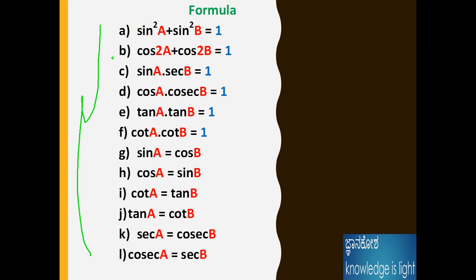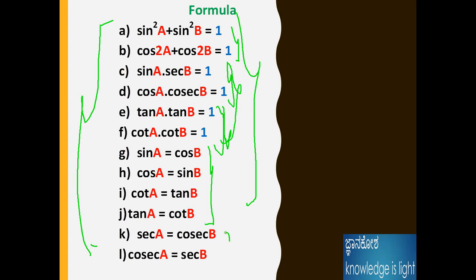If in any triangle the angles A plus B plus C are 90 degrees, the formula should be present. Please remember, I am not going to describe any of the theorems, because this is the basic one. If you remember this formula, tan A tan B is equal to 1, cot A cot B is equal to 1. Observe carefully: wherever secant is there, tan A is there; sin with secant, cos A with cosecant, and tan with cot. Like that we need to segregate.